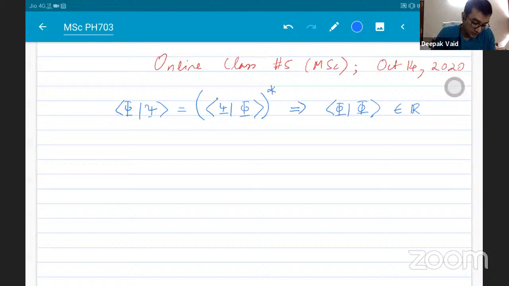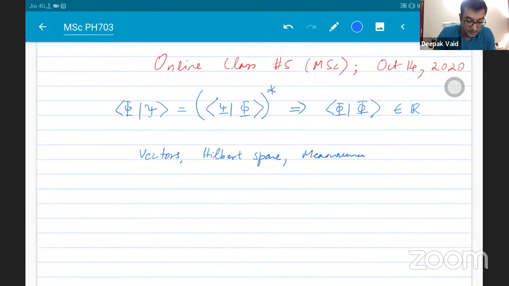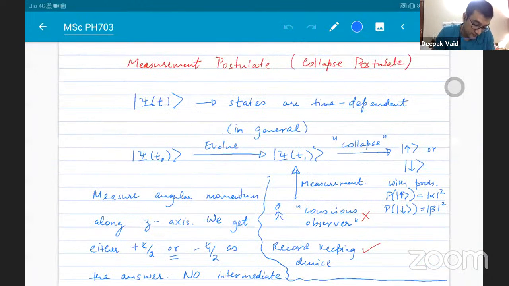Okay. So let's see. What are the things we have talked about? We talked about vectors, Hilbert space. We've talked about measurement and probability. And in this measurement process, it is important to remember the role of this collapse.